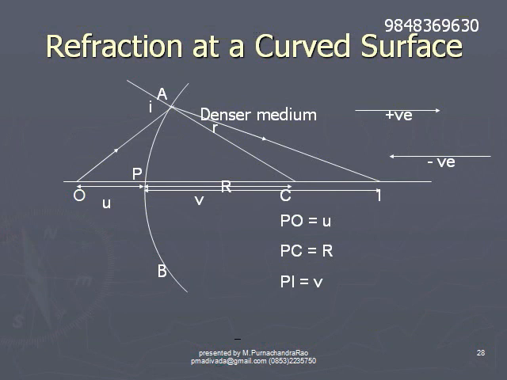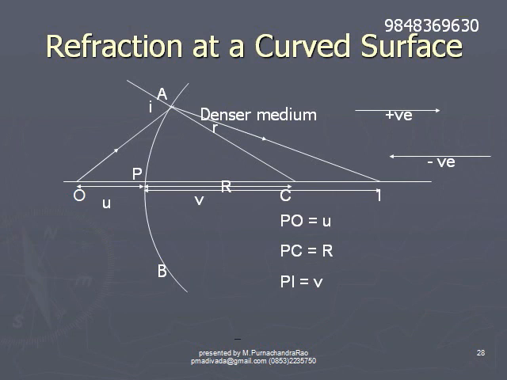Now, P is the pole of the curved surface and PO is the object distance u. PC is the radius of curvature R. PI is the image distance v.